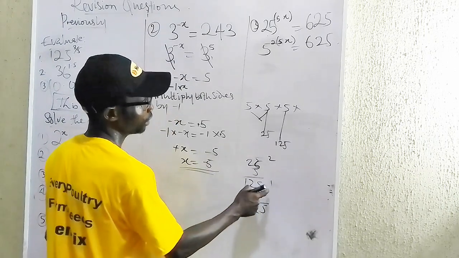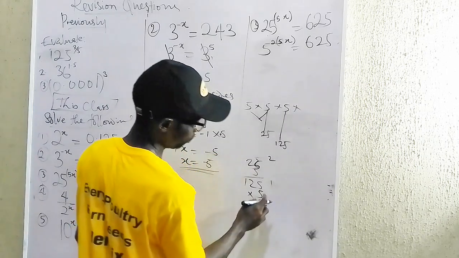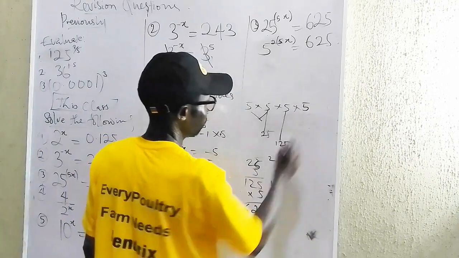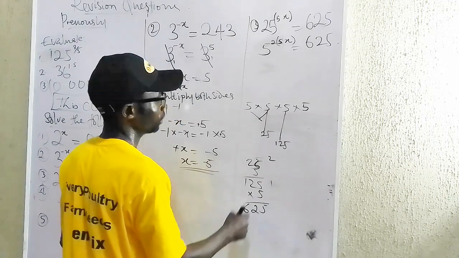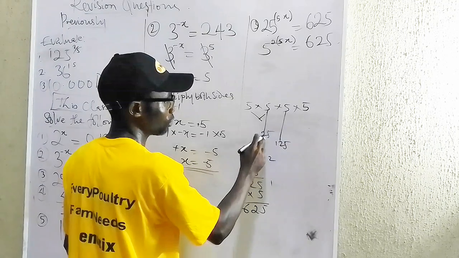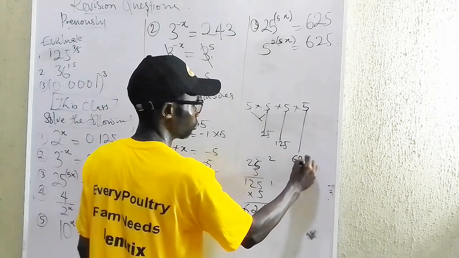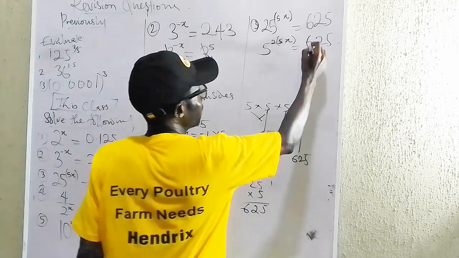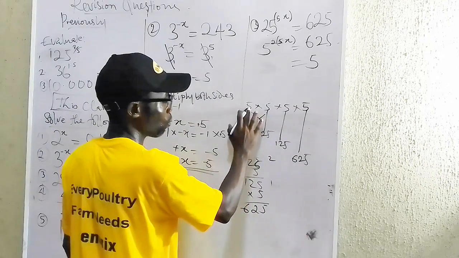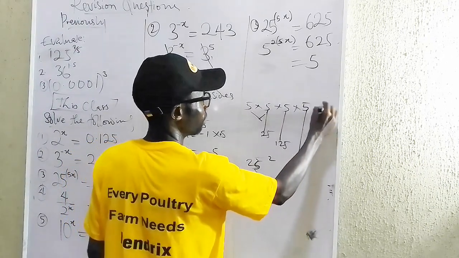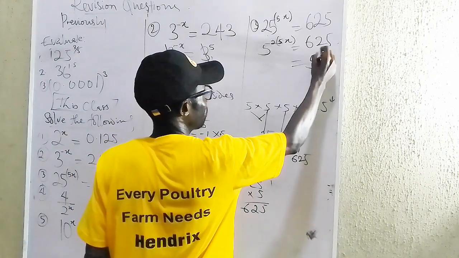Now what does that tell us? It means this is 5 raised to the power of 4, which will give you 625. Right? Good. So 5 times 5 is 25, 25 times 5 is 125, then 125 times 5 equals 625. So what that means is that 625 is the same thing as 5 raised to the power. Now how many 5s do you see here? 1, 2, 3, 4. So this is 5 raised to the power of 4. So 625 is the same thing as 5 raised to the power of 4.